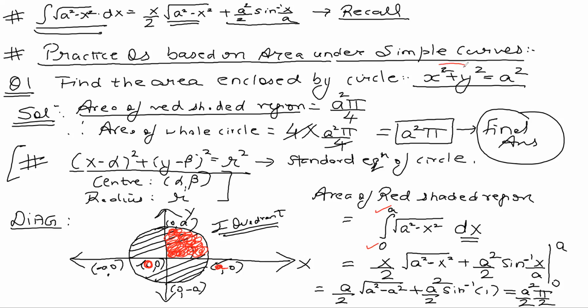So this is the circle given to us. Can I write this in terms of x? So y square is equal to a square minus x square. So y is equal to square root of a square minus x square. Integration of this is this. I run this from 0 to a. I get a square pi by 4 to get the area of the whole circle. Multiply by 4, I get the required answer.